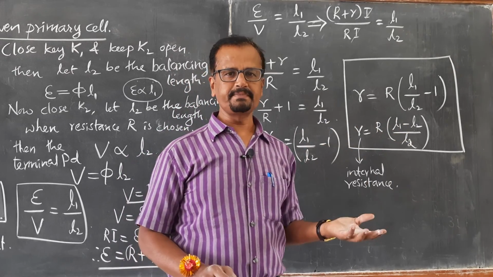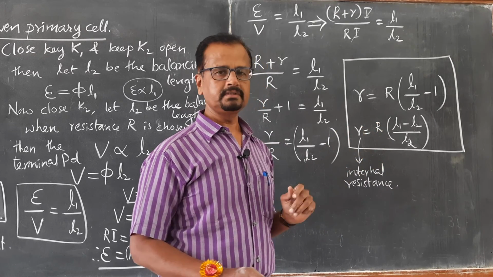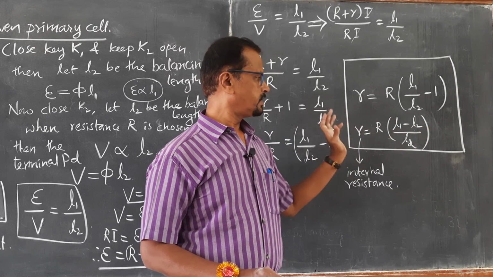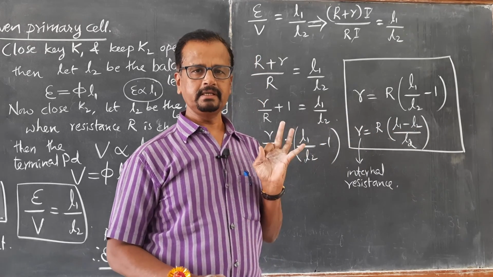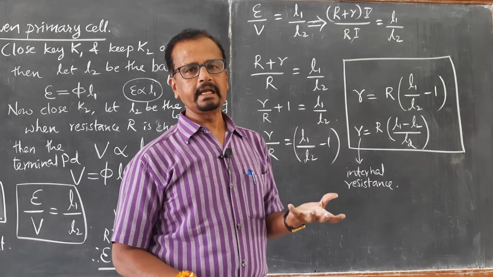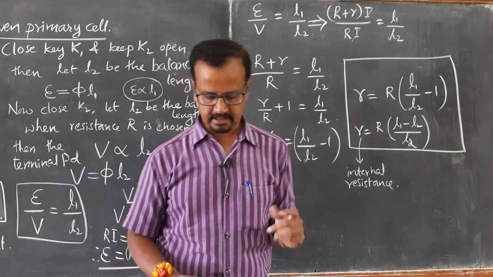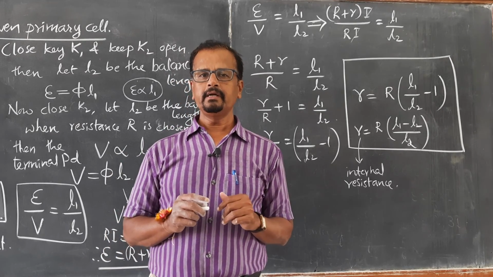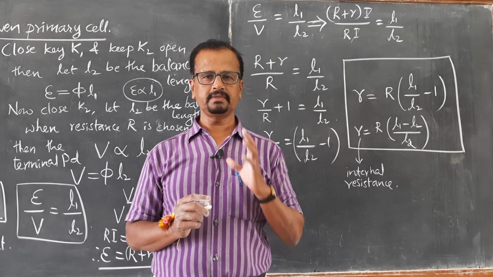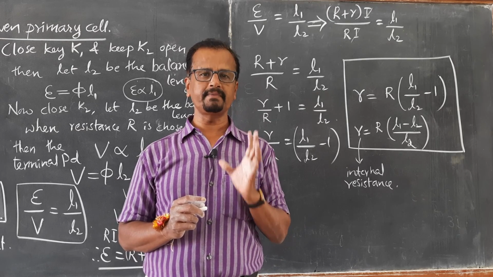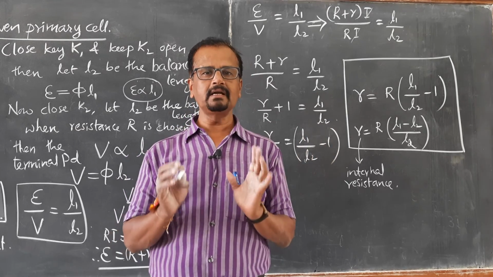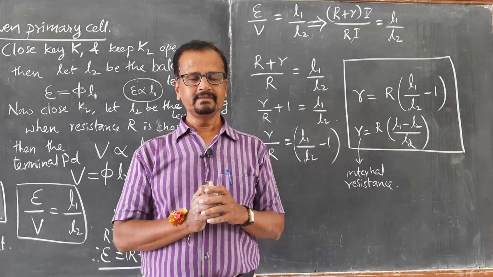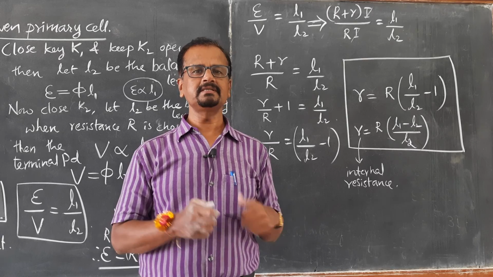This procedure is repeated for different values of the known resistance R. We will get different values of L2, and thus we will be able to get internal resistance. So one can take the average value of internal resistance. In this way, we do two experiments in our laboratory using this potentiometer. First is to compare the EMF of two given primary cells. Second one is to find the internal resistance of a primary cell. Okay. We will solve numerical problems based on this in the next video.